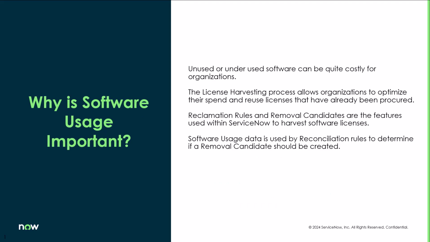So why is software usage important? Unused or underused software can be quite costly for most organizations. The license harvesting process allows those organizations to reuse and redeploy software that's already been procured. Reclamation rules and removal candidates are the features used in ServiceNow to harvest those software licenses. Software usage data is used by the reconciliation rules to determine if a removal candidate should be created.